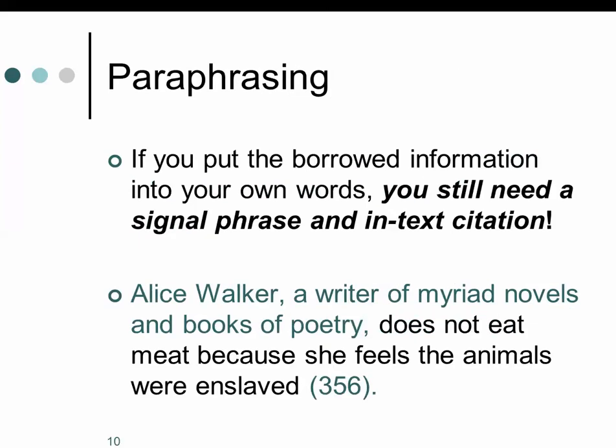And so you see that the quotes or the paraphrases follow your signal phrase. Now, remember this about paraphrasing, which is putting borrowed information into your own words. Not a lot of borrowed information, just a small passage. So if you put borrowed information in your own words, you still need a signal phrase and an in-text citation. Don't ever forget that, because you'll be cited for plagiarism. All right, for example, I put this passage in my own words. Alice Walker, a writer of myriad novels and books of poetry, does not eat meat because she feels the animals were enslaved. And I found that on page 356 in your text.